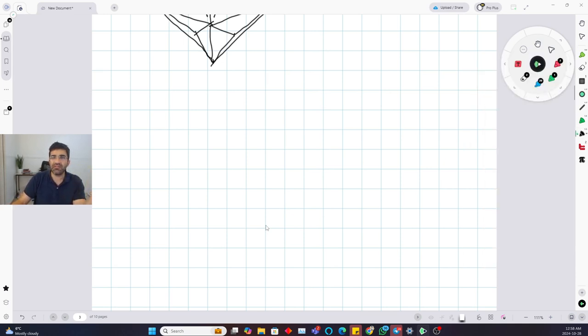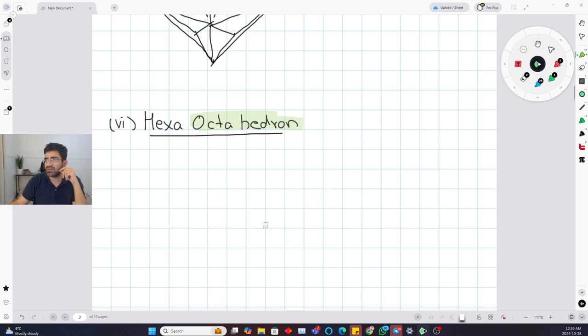Now there is a general form. I'll go through the last one also. It is called a hexoctahedron. Okay, hexoctahedron. So as the name suggests, there is already an octahedron over here. It has 6 faces into 8, 48 faces. This is also called the general form.